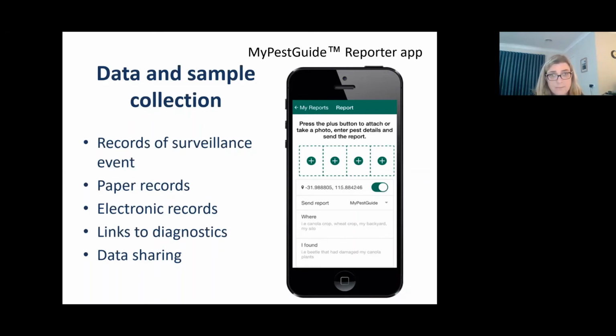Critical is a system that can link diagnostics to the particular surveillance event, so that the surveillance record accurately identifies what was actually collected and matches up. And ultimately, we want a system that allows for sharing of information, because again, you do surveillance for a particular purpose and you usually need to share it with people to satisfy that purpose.